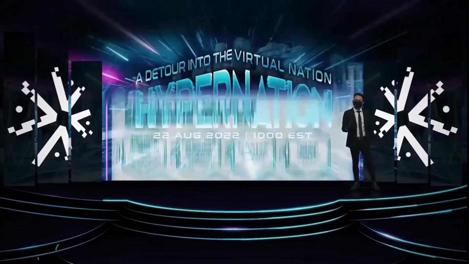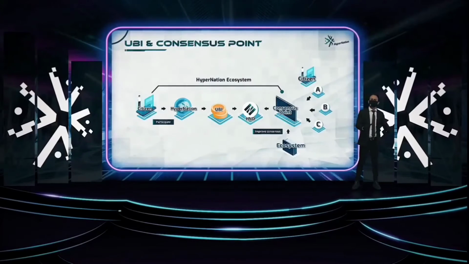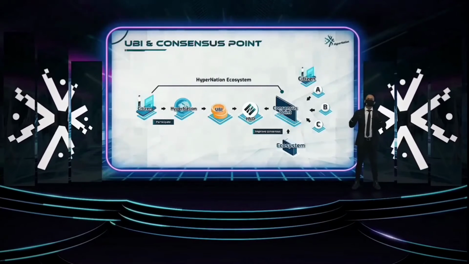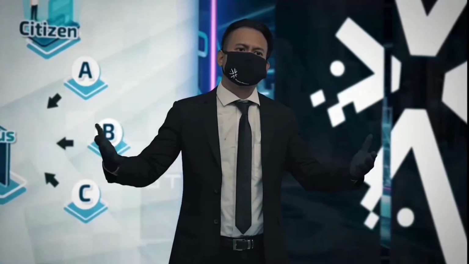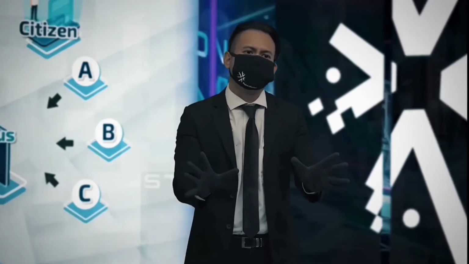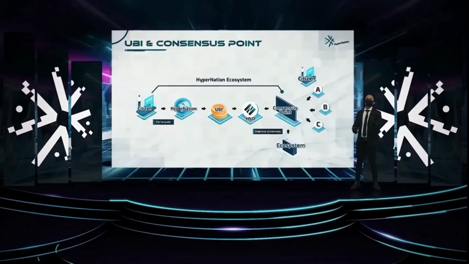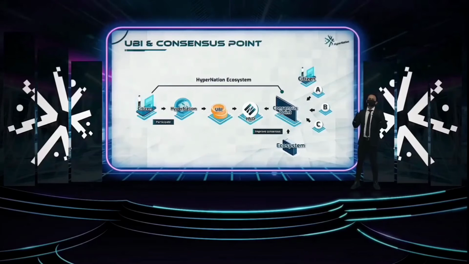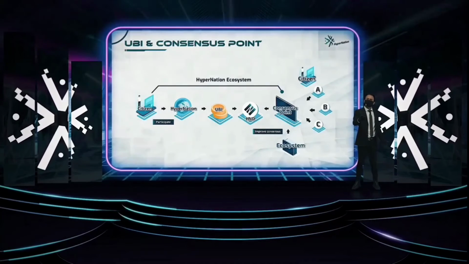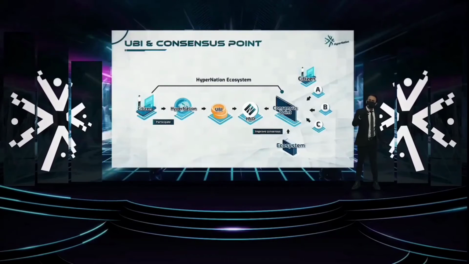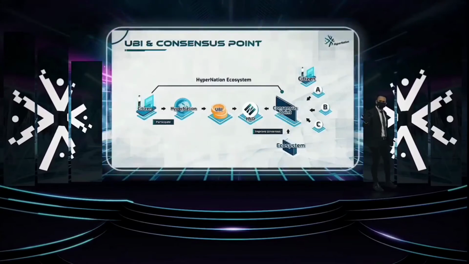As simple as that. Here is an example of the HyperNation ecosystem, where UBI, HND, and consensus points interoperate with one another. The diagram shows how the whole process contributes to a sustainable UBI concept. When citizens participate in HyperNation, they earn points by contributing to the community based on the activities stated earlier. These consensus points will then increase HND and will act as the income to support the whole ecosystem of HyperNation.